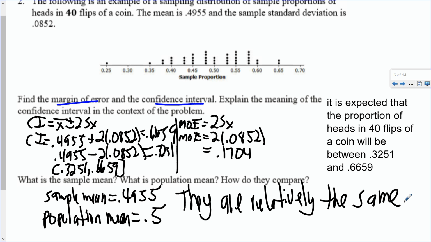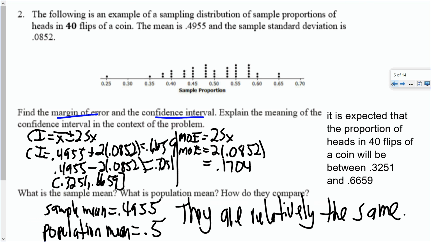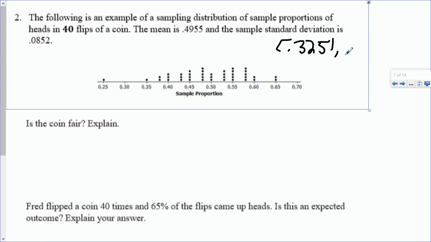I'm going to probably have to transfer my confidence interval here. It was 0.3251 and 0.6659, I believe. Yes. Is the coin fair? Well, we haven't answered this question yet. Let me write this down. Let's type it out so it's a little bit neater.